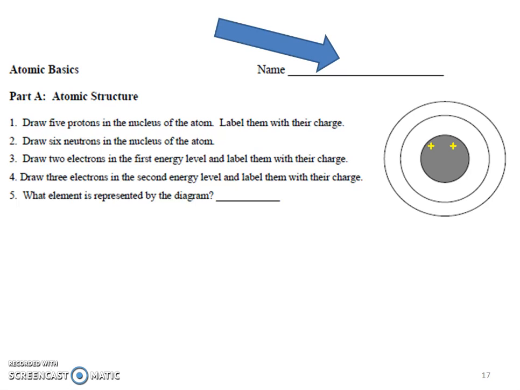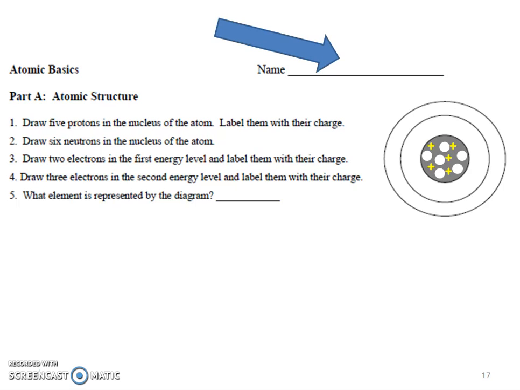So I just put 1, 2, 3, 4, 5 positives in the nucleus. That to me shows me that you understand there are 5 positive protons inside the nucleus. So pause the video and make sure you do that. Number 2 says draw 6 neutrons. Again, neutrons are really no charge, so I'm just going to make some circles. So 1, 2, 3, 4, 5, 6. So I put 6 neutrons in the nucleus.